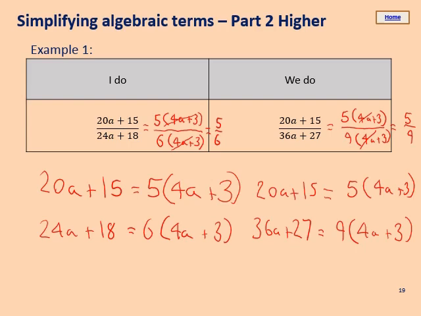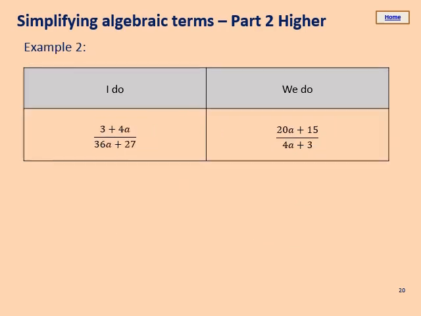Okay, so let's look at example 2. For example 2, we've got 3 plus 4a on the top and 36a plus 27 on the bottom. Immediately looking at the top of this fraction, 3 plus 4a, I can tell you that this does not factorise. So we're going to leave that alone for the minute.